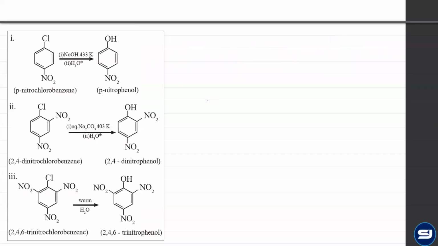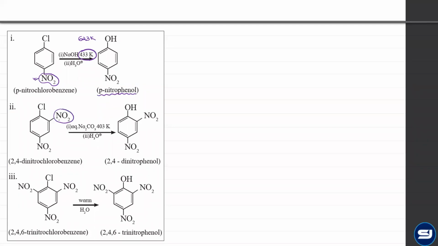So just observe this now. If I have the same chlorobenzene but now the nitro group is present, with the nitro group, if you look at the temperature, it has decreased to 433 Kelvin, down from 623 Kelvin. तो ये क्लियर करता है कि नाइट्रो ग्रुप इस क्लोरोबेंजीन की रिएक्टिविटी को बढ़ा रहा है. So the product which we get is a para nitro substituted phenol.